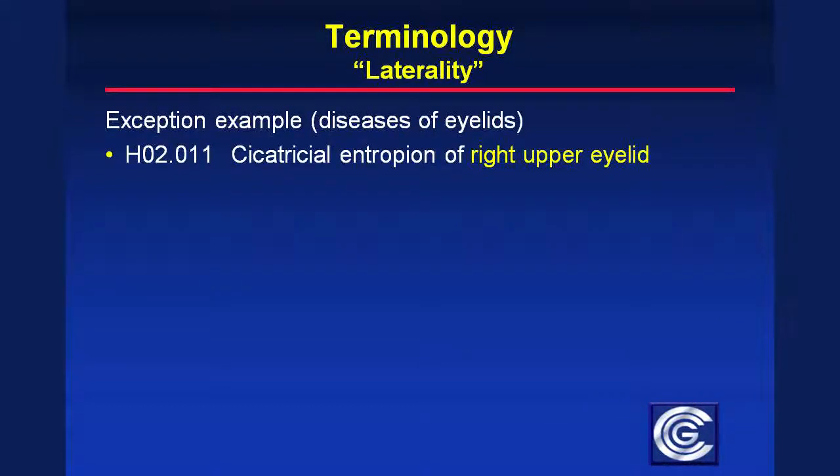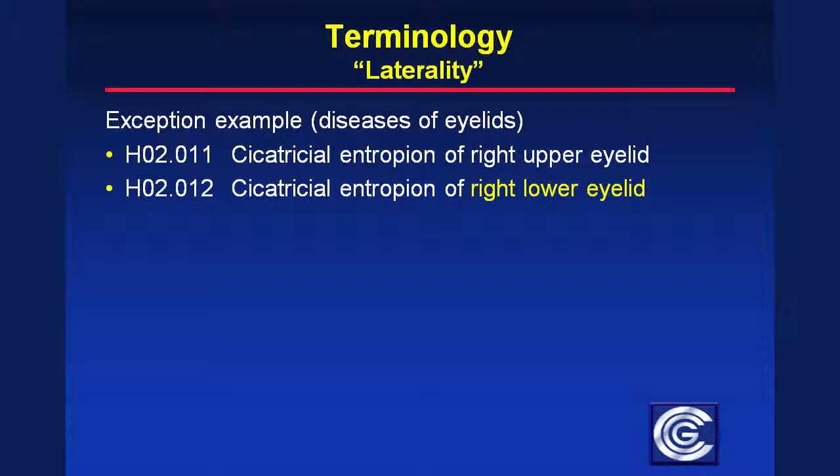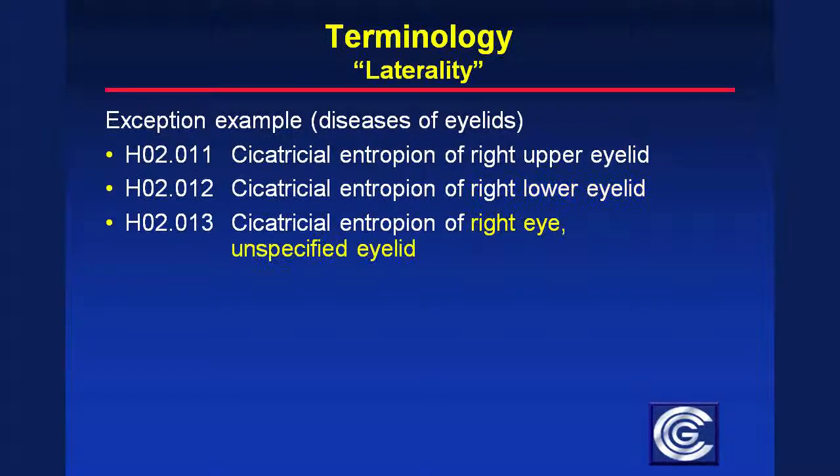When we get to conditions of the eyelid, things get murky and confusing for the coding of laterality because of the additional upper and lower eyelids. Additional attention is certainly needed. In this example, H02.011 refers to the right upper eyelid. H02.012 refers to the right lower eyelid.